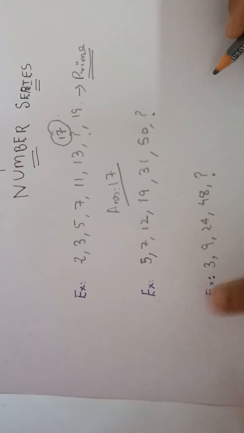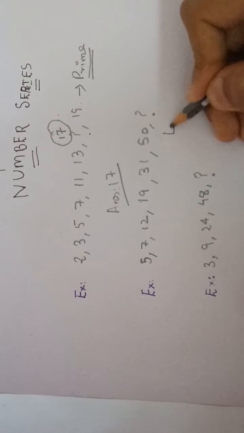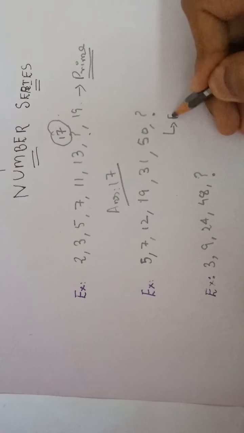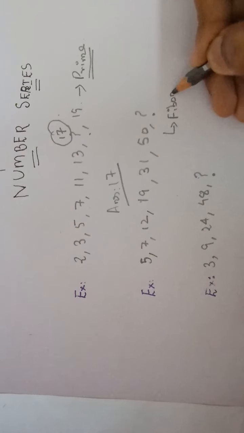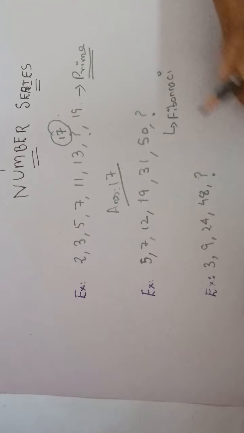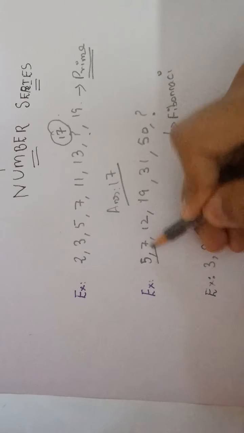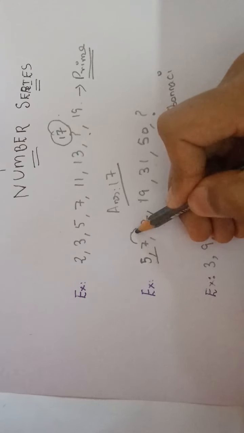Now the next one, 5, 7, 12, 19, 31, 50, and then what? Again, this is also a very famous series, and it is known as, give it a try before looking into the solution, Fibonacci. Okay, so in Fibonacci, what do we have? The preceding two numbers add to give the third number.